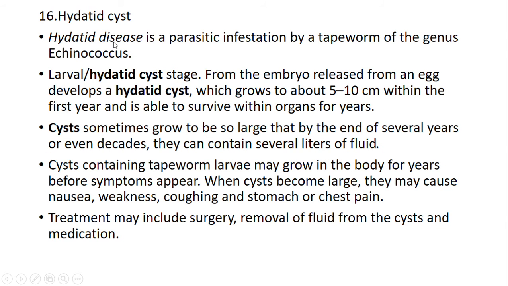Hydatid cyst. Hydatid disease is a parasitic infestation by a tapeworm of the genus Echinococcus. The larval hydatid cyst develops from the embryo released from an egg, grows about 5 to 10 cm within the first year, and is able to survive within organs for years. Cysts sometimes grow so large that at the end of several years or even decades, they can contain several liters of fluid.